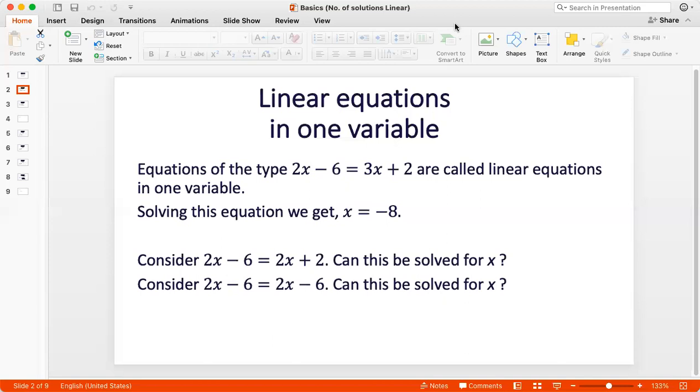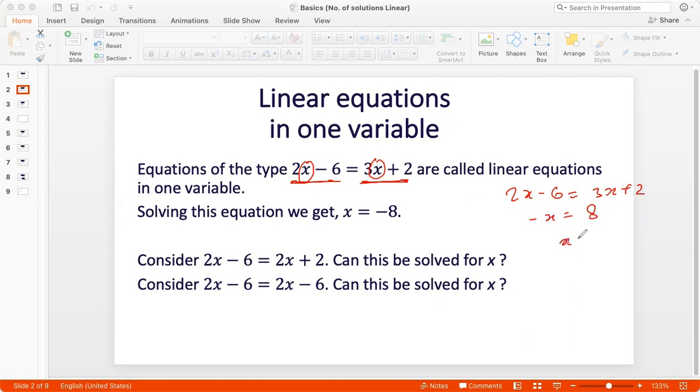Equations of the type shown here, 2x minus 6 is equal to 3x plus 2, are called linear equations in one variable since they have only one variable, x. Now, if we try and solve this equation, 2x minus 6 is 3x plus 2, I'll get minus 6 is 8, so x is minus 8. So I find I'm able to solve this equation and get an answer.